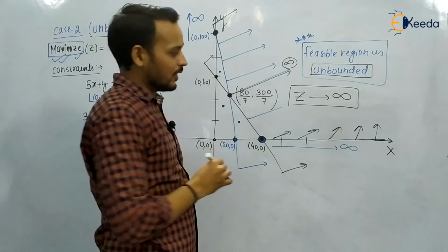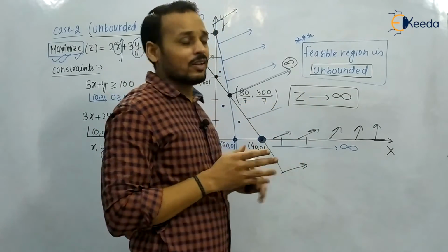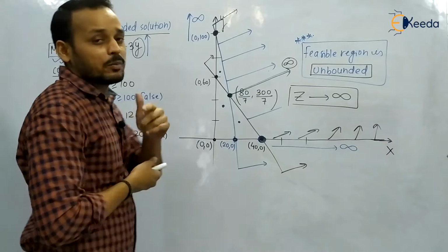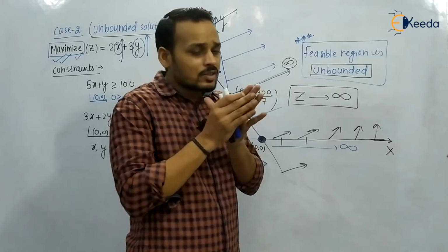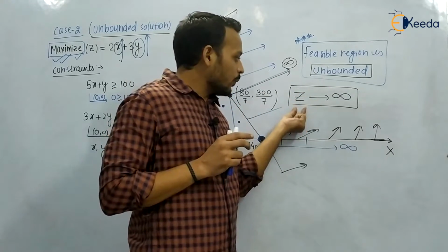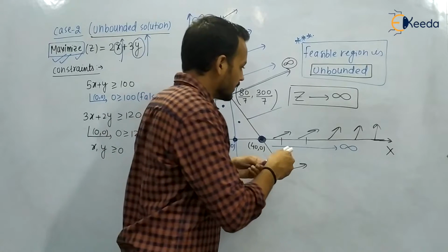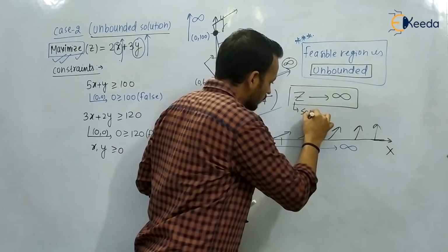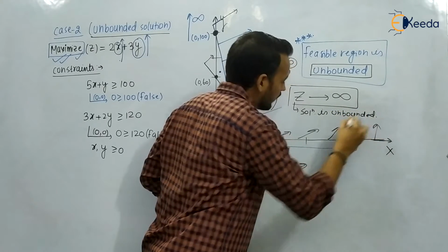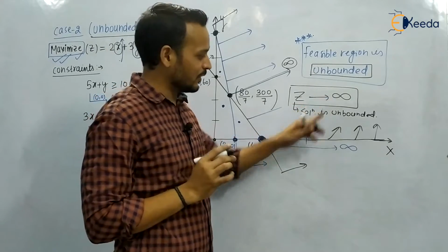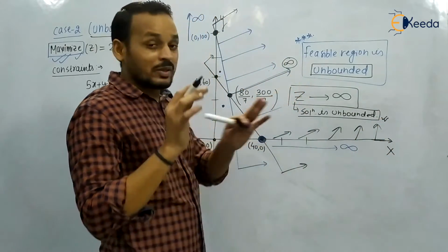So this infinity, what does it mean? Is it a unique optimal? No, it means nothing. The problem is maximization type and maximization is profit. So profit is infinity, it means nothing. It does not make any sense. If the objective function is infinity, it says that the solution is unbounded. It means our solution is unbounded in nature. So we can say this is the difference.